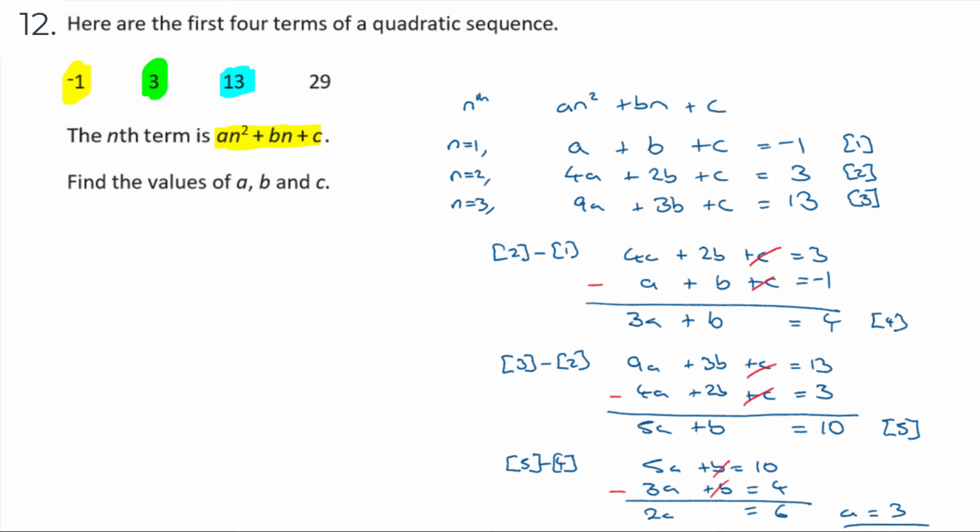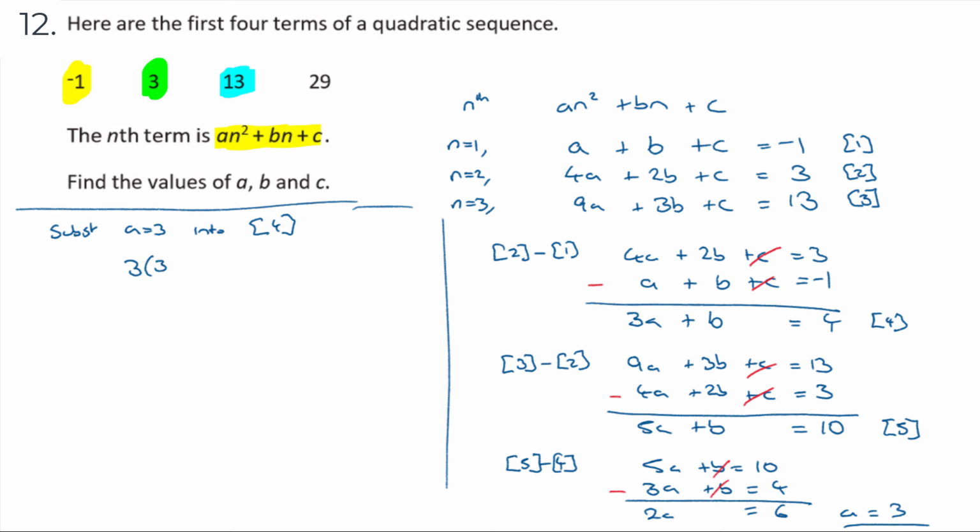I can then sub back into one of my equations, either 4 or 5, to find b. So I think I'm going to do it over here because I'm running out of space. So substitute a equals 3 into equation 4, let's say. Equation 4 was 3a plus b is equal to 4. So 3 lots of 3 plus b is equal to 4. So 3 3s are 9, 9 plus b is 4. So taking 9 away from both sides, b is equal to 4 take away 9, that's minus 5, isn't it? Okay, so that tells me what b is.